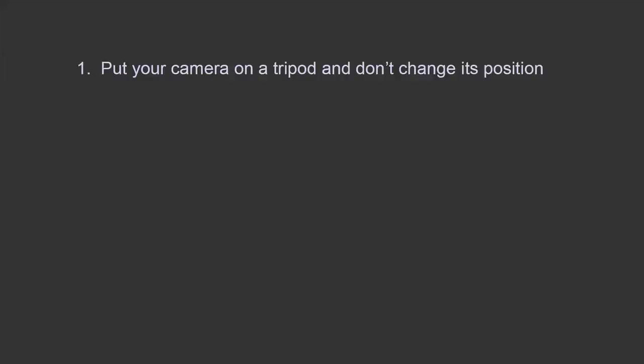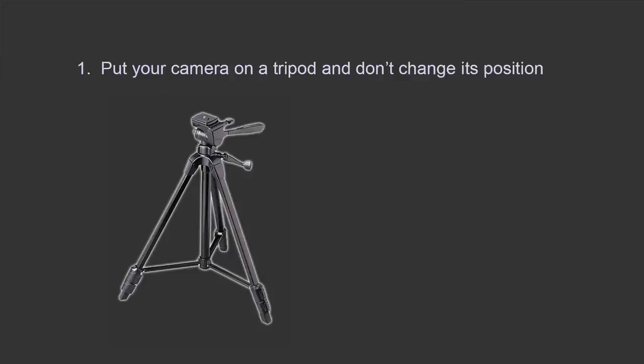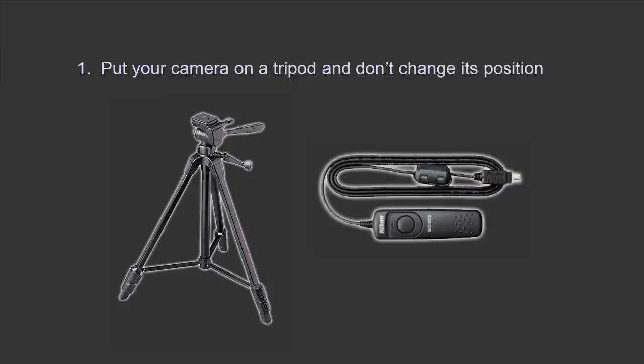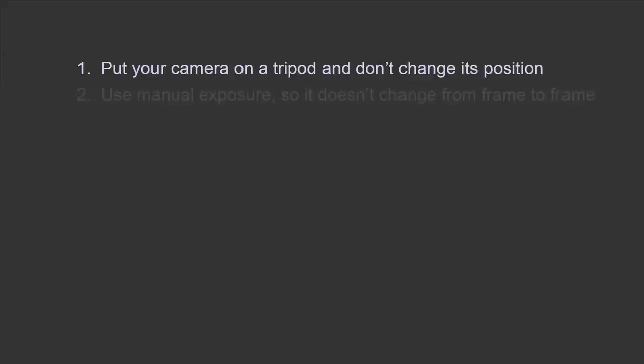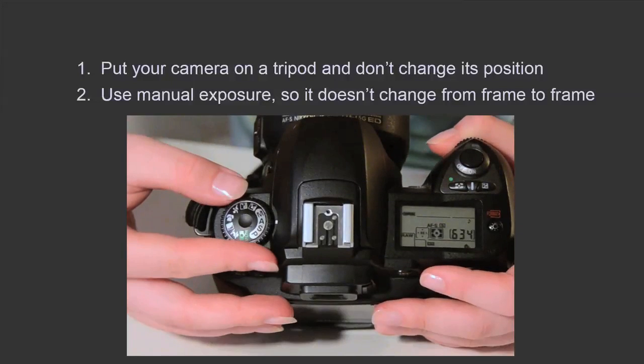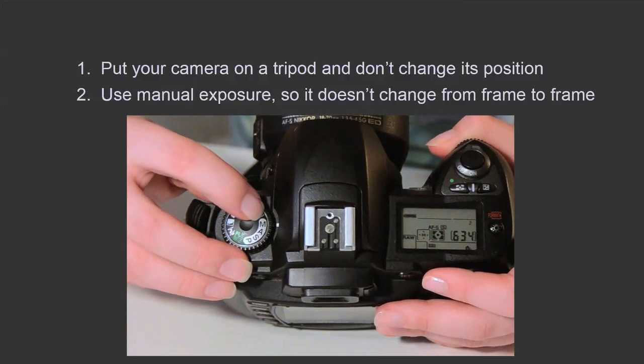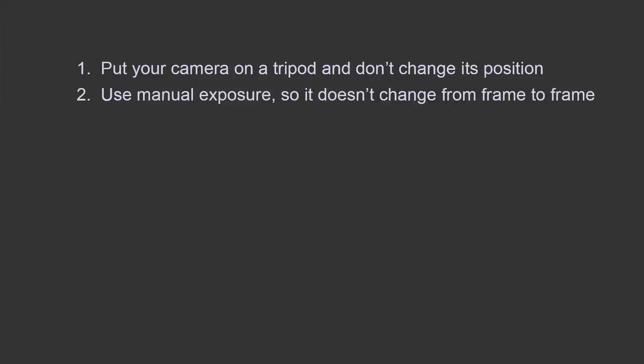So this is what you have to do. First of all, put your camera on a tripod and don't change its position. You can even use a cable release so you don't move the camera. Also use manual exposure mode so your exposure doesn't change from frame to frame. And which exposure to use, it's up to you. It all depends on the lighting conditions and whatever you want to achieve.